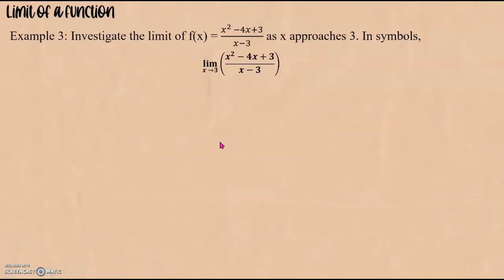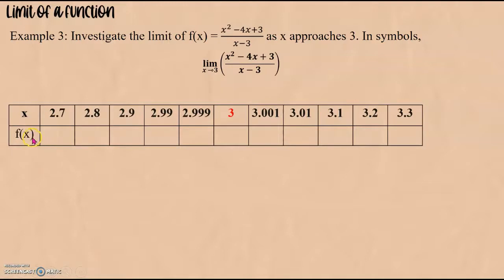Now let's have the third example. Investigate the limit of f of x equals x squared minus 4x plus 3 all over x minus 3 as x approaches 3. In symbols, we have the limit of x squared minus 4x plus 3 all over x minus 3 as x approaches 3.